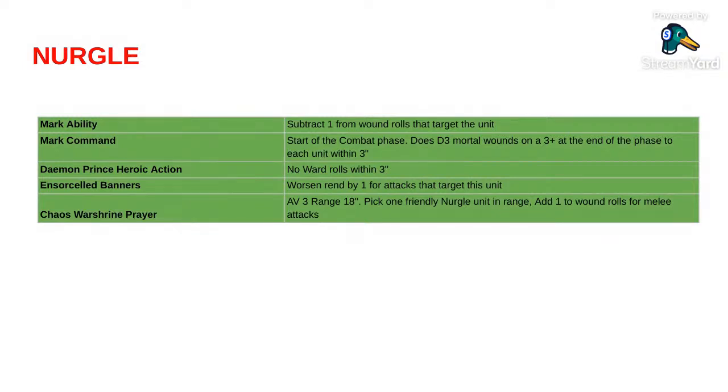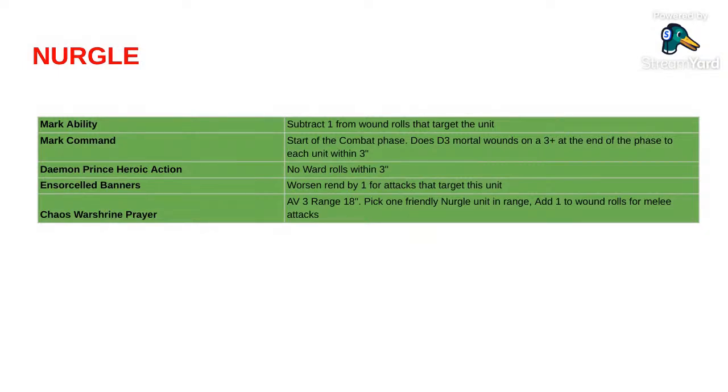Now, all of this stuff from NURGLE put together, what is it doing? It's going to make your units really durable. You can use the command ability to do some kicker mortal wounds at the end of combat, and the Demon Prince, that's cutting through enemy wards, and then your War Shrine is giving you +1 to wound. So you have a little bit of extra offense and a little bit of extra defense. Well, I would say a lot of extra defense, really. Very good overall. This is just super strong.